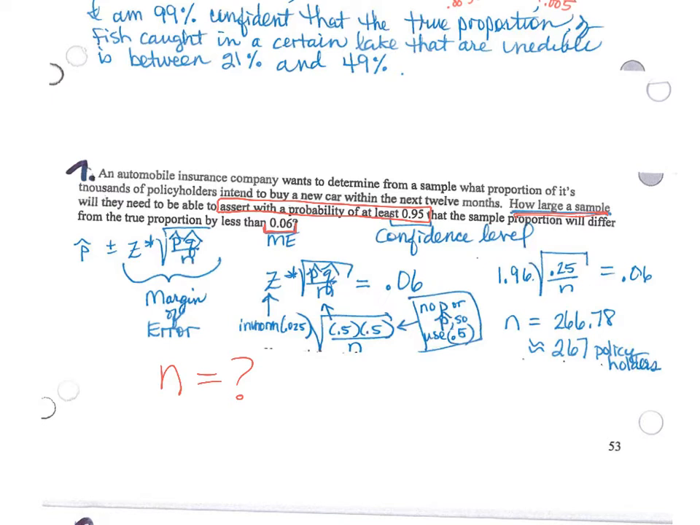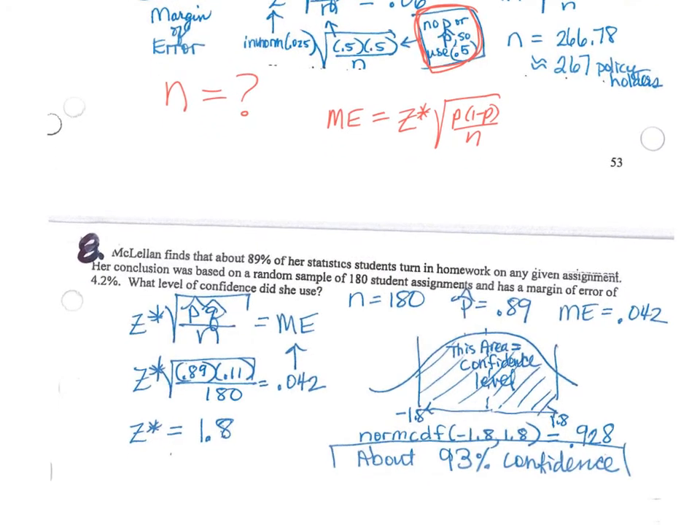Okay? So notice I used that formula, margin of error equals the critical value times that standard deviation. You did not have P, nor did you have P hat. So what in the world are you going to do if you don't have P or P hat? That's the one time you use 0.5, okay? And then I kept all of that in my calculator so I wouldn't have all of the ridiculous rounding issues. I got 267 policyholders, okay? All right, moving on to number 8.